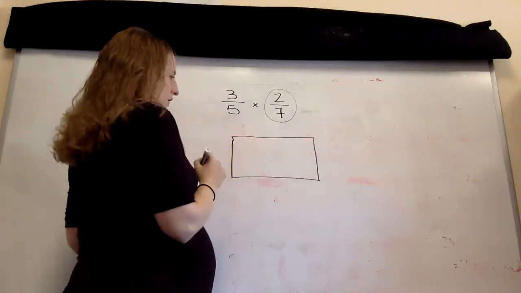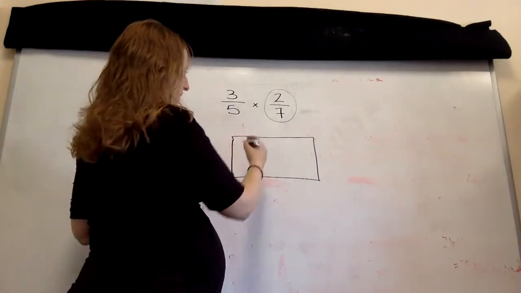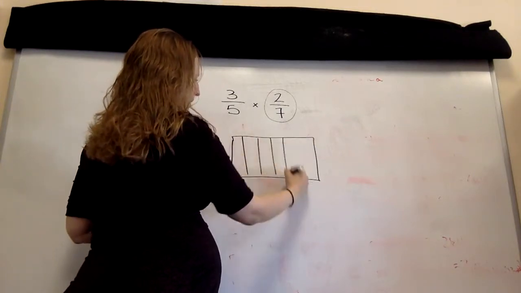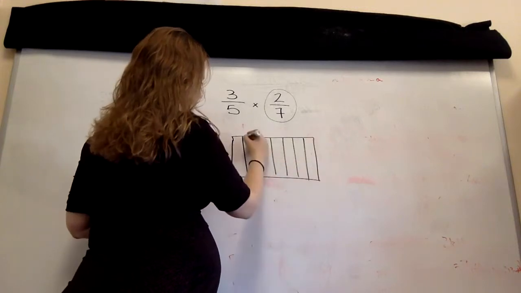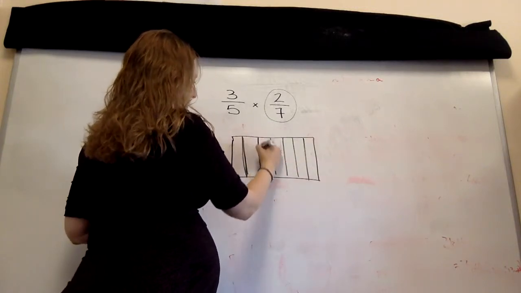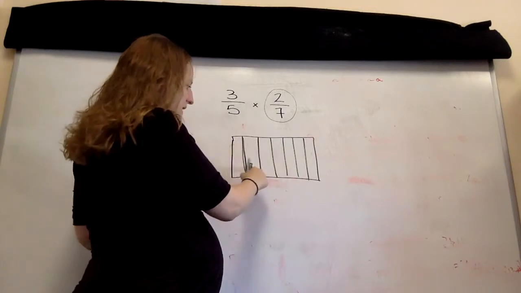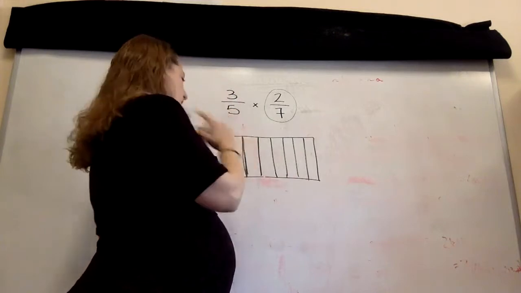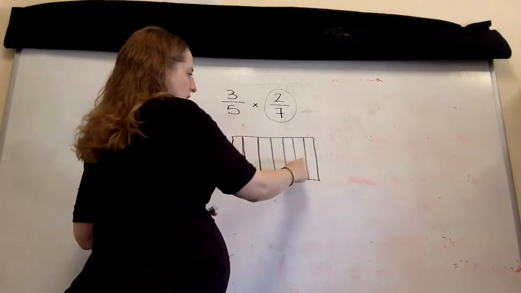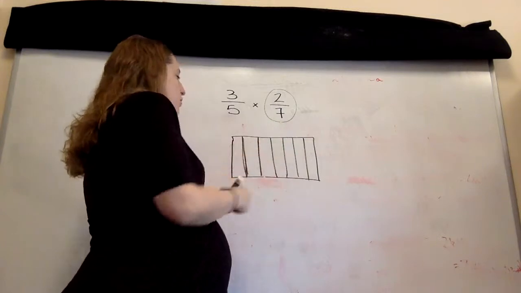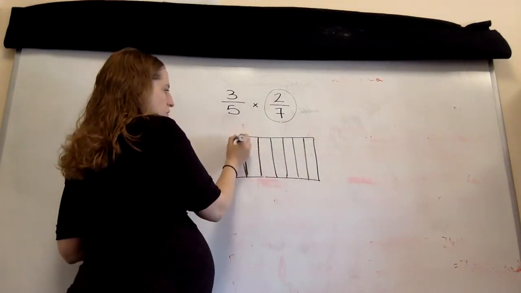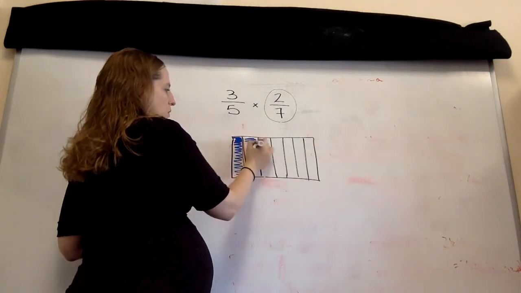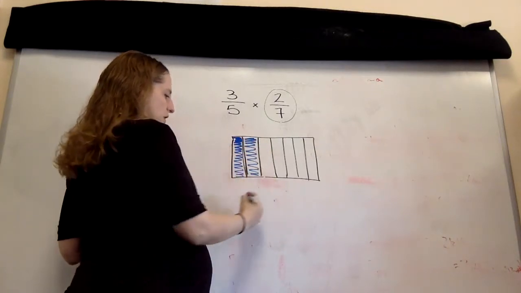So here's my whole. This rectangle is my whole. And I'm going to try and divide it into 7ths. As always, when we're doing sketches, we're going to assume that these are all equal, because when we're doing fractions, we need to have equal parts. So here's my 1, 2, 3, 4, 5, 6, 7 pieces. I want 2 of them, so I'm going to shade in 2 of those 7 pieces. 1, 2. So here's my 2/7.